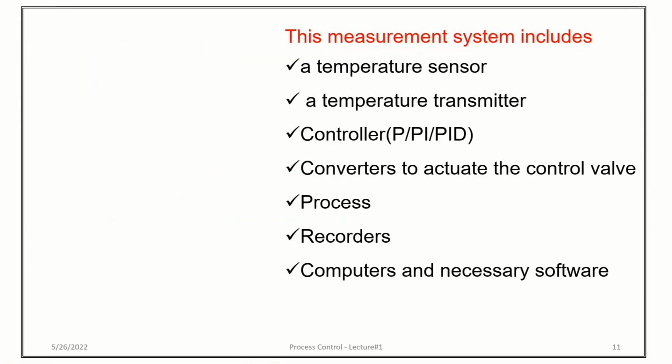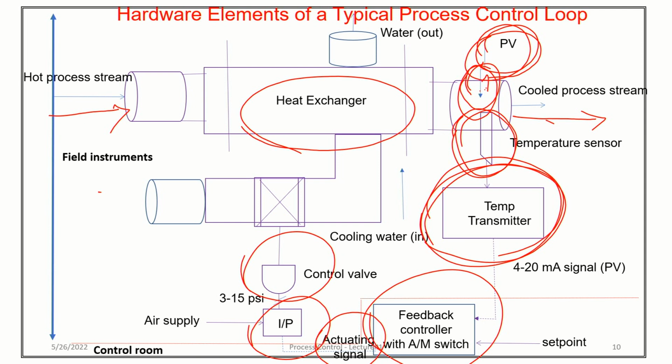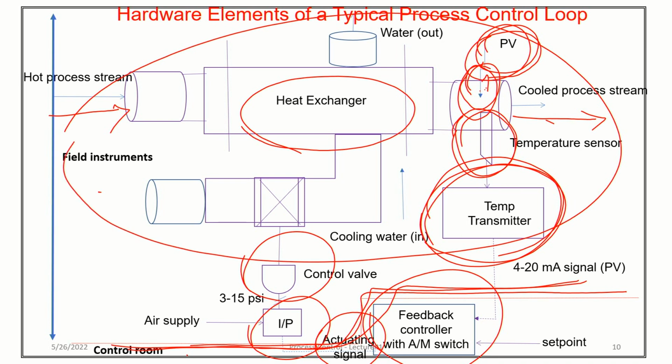You just come back to this diagram. If you see the diagram, I think you are able to see this red line, right? This red line separates these instruments into two parts. The lower part of the instruments are called the control room instruments. The upper part of the instruments are called the field instruments, right? There will be a set of wires which will carry a signal from the temperature transmitter to the controller. Again, the controller is in the control room.